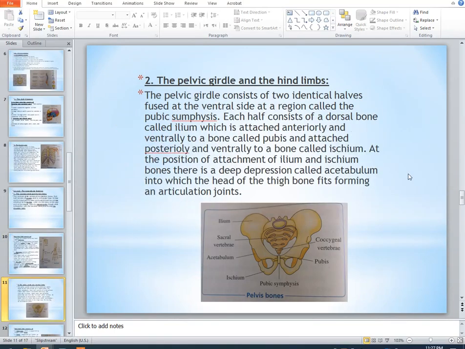The pelvic girdle and the hind limb. The pelvic girdle consists of 2 identical halves fused at the ventral side at a region called the pubic symphysis. Each half consists of a dorsal bone called the ilium, which is attached anteriorly and ventrally to a bone called the pubis, and attached posteriorly and ventrally to a bone called the ischium. At the position of the attachment of the ilium and the ischium bones, there is a deep depression called the acetabulum, into which the head of the thigh bone fits, forming an articulation joint.